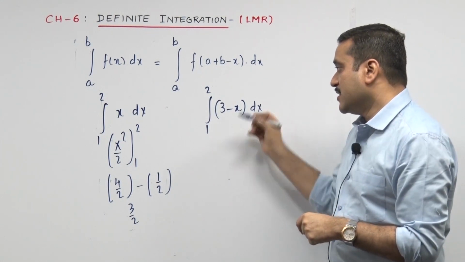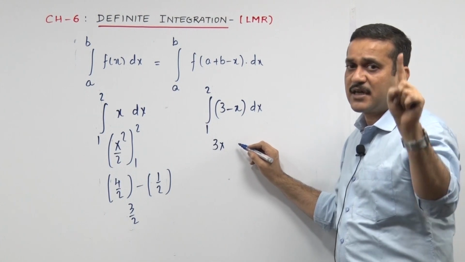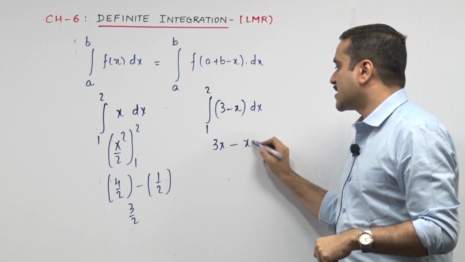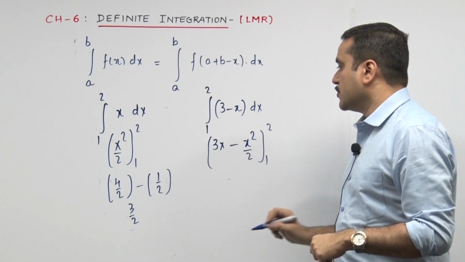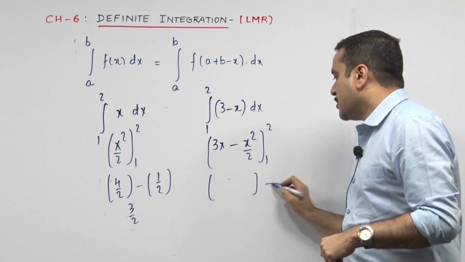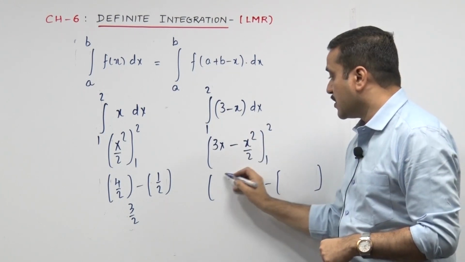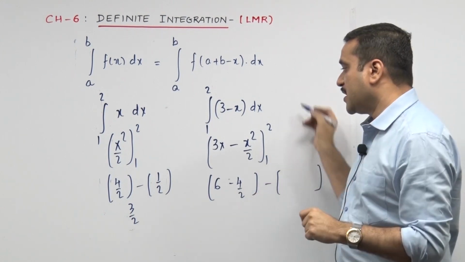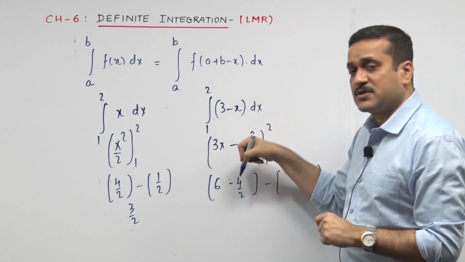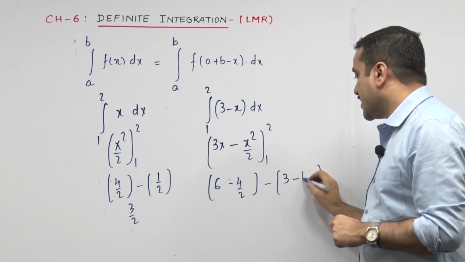So coming back, the integration of 3 is 3x, I hope everybody is comfortable with that. 3 times the integral of 1 is x, minus the integral of x, which is x square by 2, and we are taking it from 1 to 2. Now again we need to go upper bracket minus lower bracket. Upper bracket, putting in x = 2: 6 minus 4 by 2. Lower bracket, putting in x = 1: 3 minus 1 by 2.